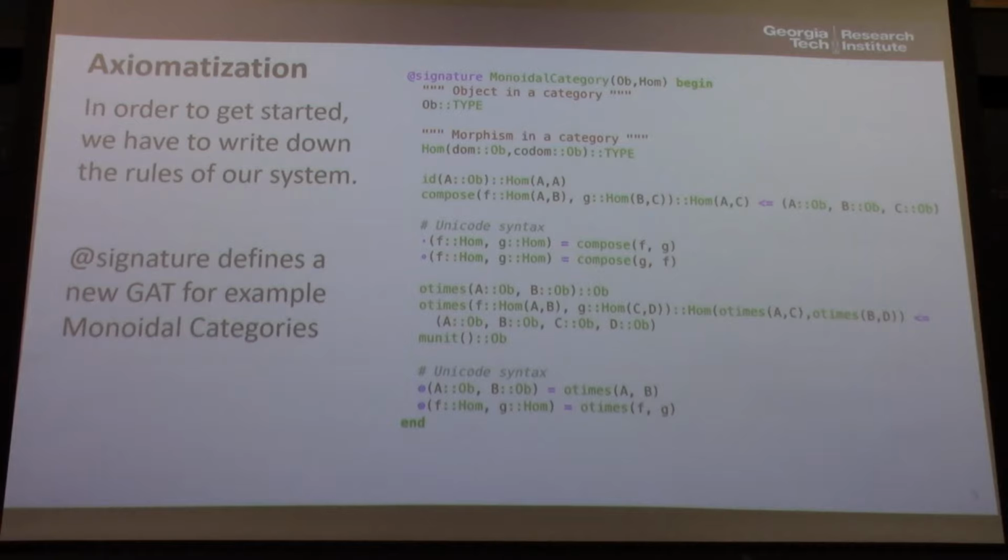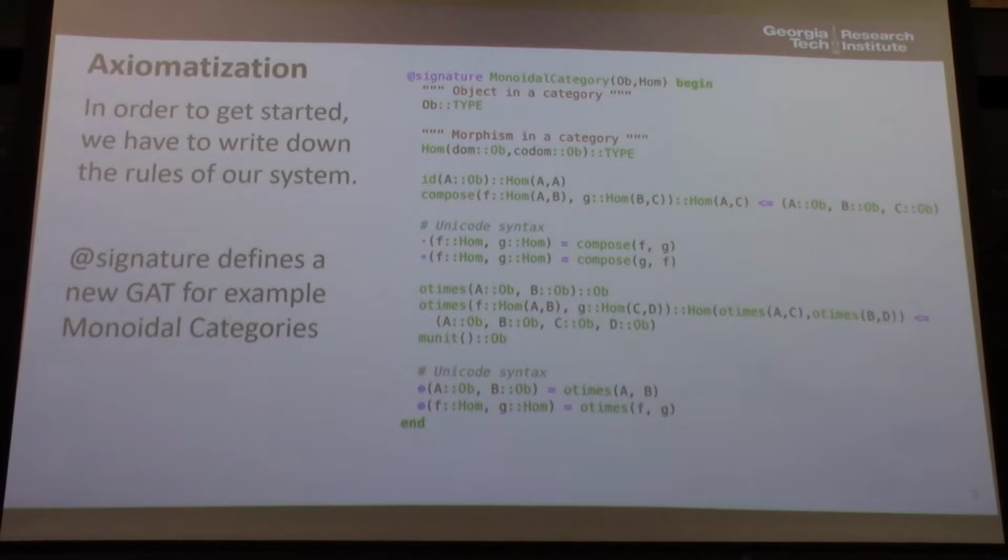Cool. So when you describe this signature, yeah? What's this left arrow at the end of the compose line? You didn't say what that was. Oh, it's where A is an object and B is an object and C is an object. Oh, I see. Right, so you could have repeated the A : ob, B : ob everywhere. Yeah. And so this syntax is based on the Julia syntax for defining types and functions, and the types of functions.